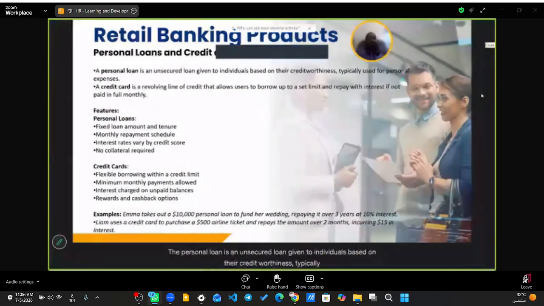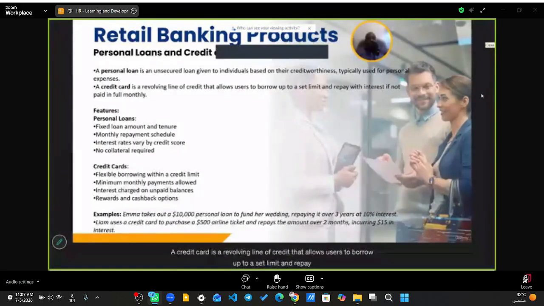A personal loan is an unsecured loan given to individuals based on their creditworthiness, typically used for personal expenses. So an individual wants to, for instance, buy a car, or they need a loan for different things. So they want to aggregate all the loans together and put them in one place, and maybe they get a better interest rate from their bank rather than when they have loans elsewhere. That also is one way people use personal loans.